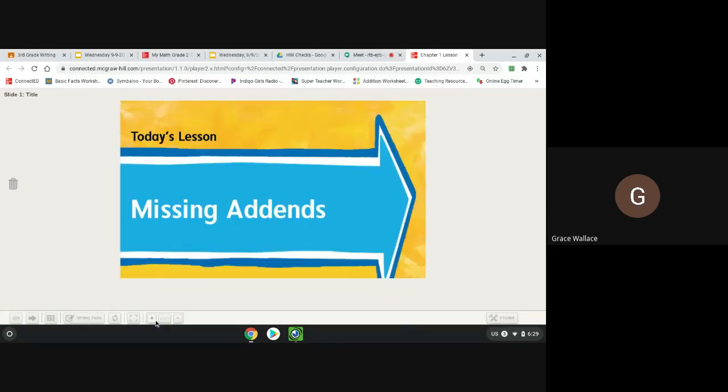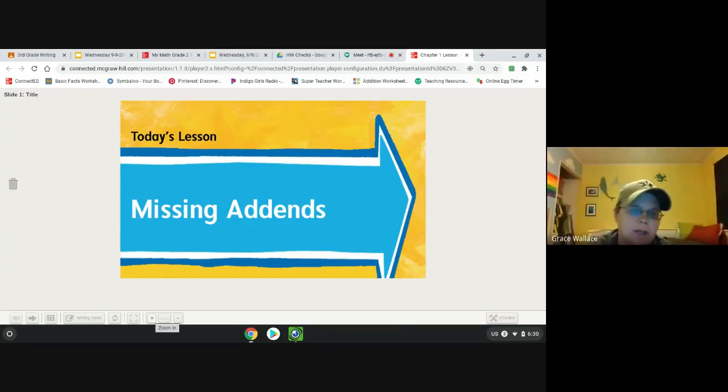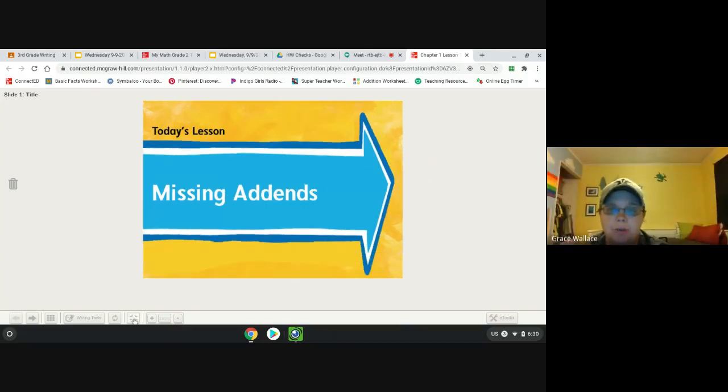Today we're going to talk about missing addends. Remember, addends are the two digits that we add together, so two digits we combine to get a sum. We want to know, how can we solve problems that have one of those addends missing?